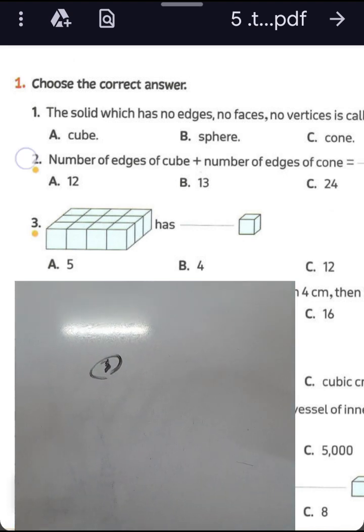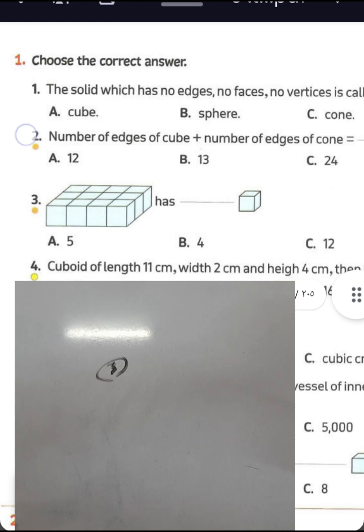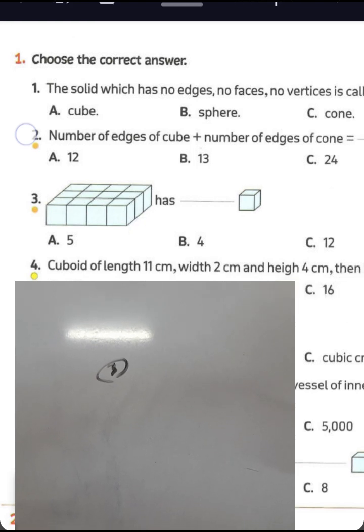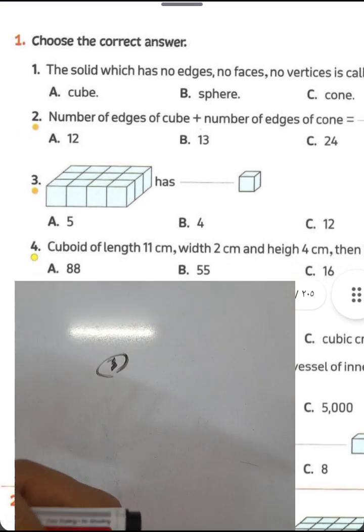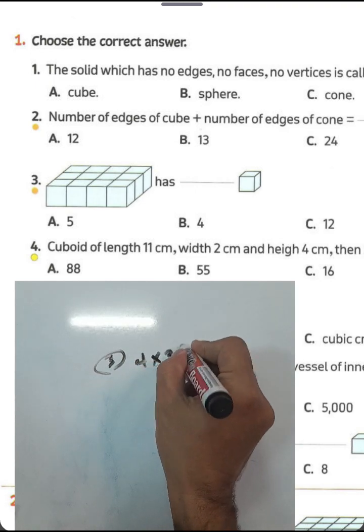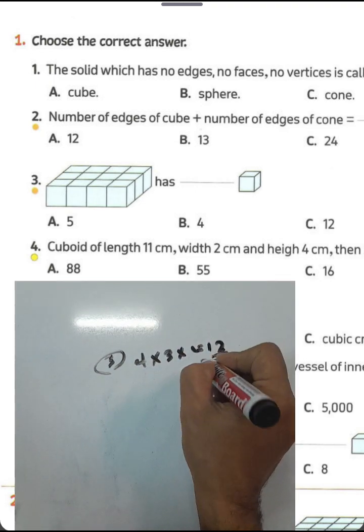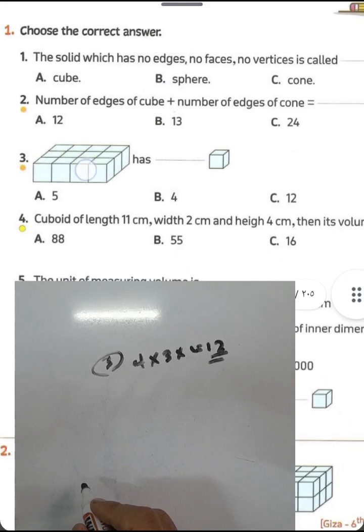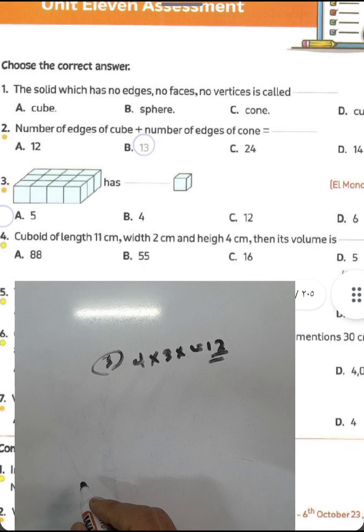We have 1, 2, 3, 4. 4 lengths, and width 1, 2, 3, and the height 1. 4 times 3 times 1. The volume, 4 times 3 times 1, will be 12 cubes. Then we have 12 cubes here.